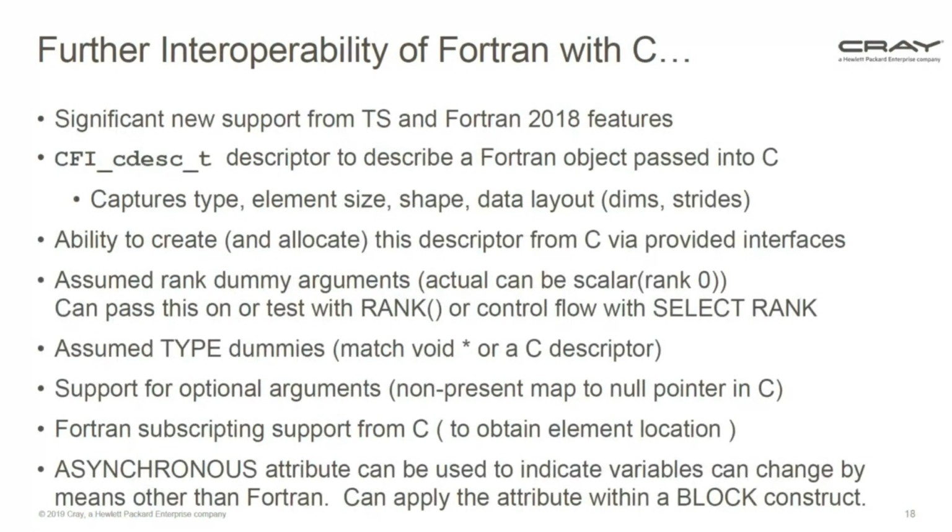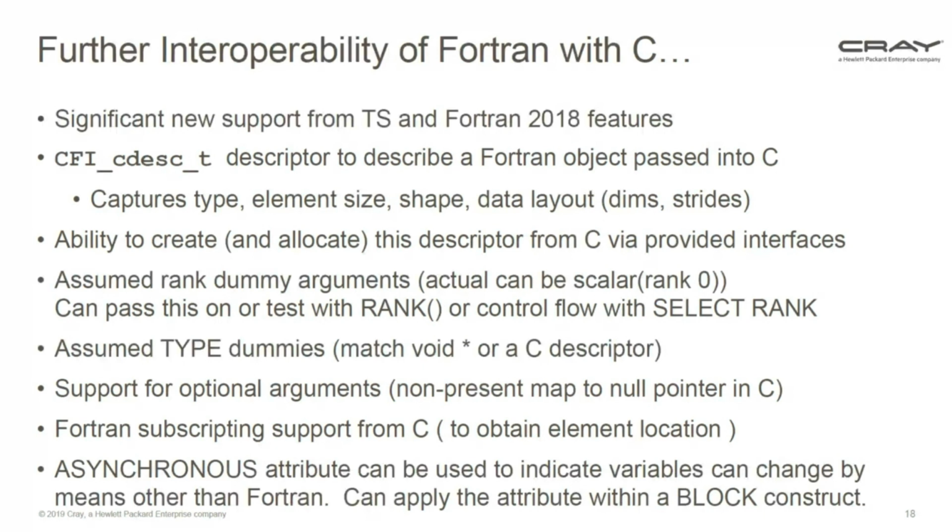And I think the other major thing that's been added that came from this technical specification is the ability to describe a Fortran object as an actual object. So historically, when you pass data between Fortran and C, you essentially passed a pointer. Now you can pass a type in C which describes the thing that's being passed. So essentially you get an object, and this allows you to capture what was the type of the argument that came from Fortran. How big were its elements?